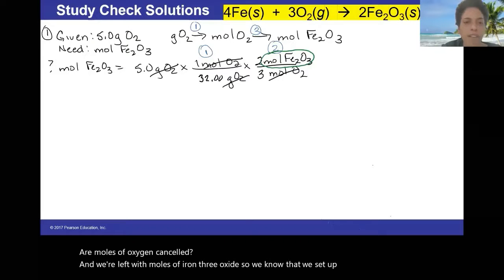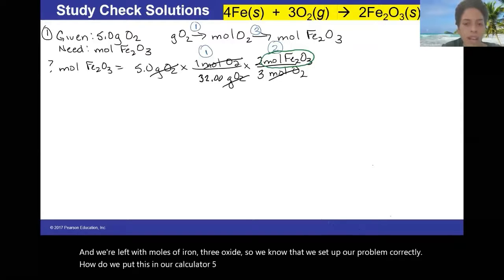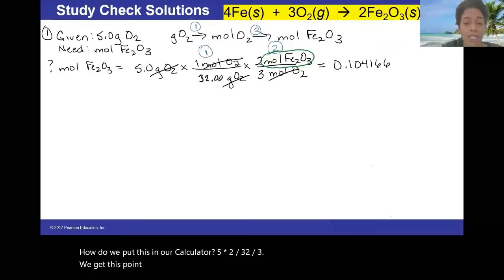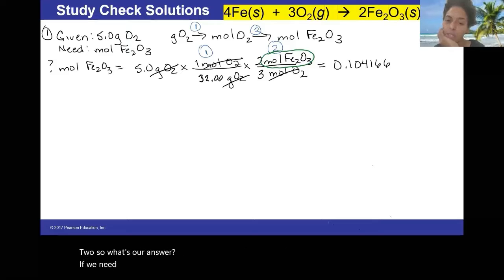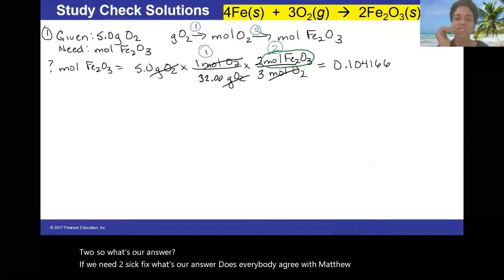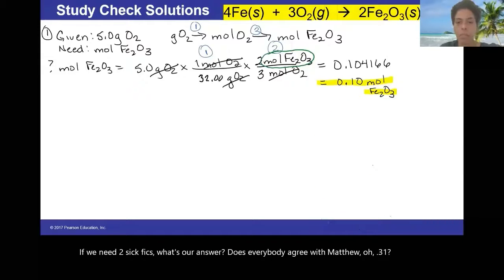How do we put this in our calculator? 5 times 2 divided by 32 divided by 3. We get 0.104. How many significant figures must we have? 2. So if we need 2 sig figs, what's our answer? Does everybody agree with Matthew? Where did you get 0.31? It's 0.10, or 1.0 times 10 to the minus 1.